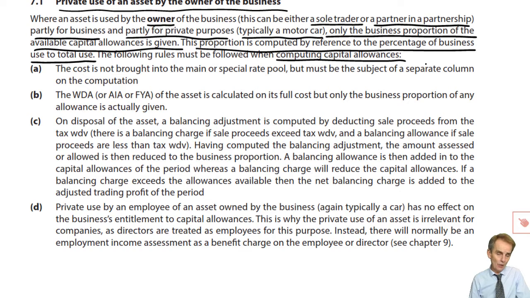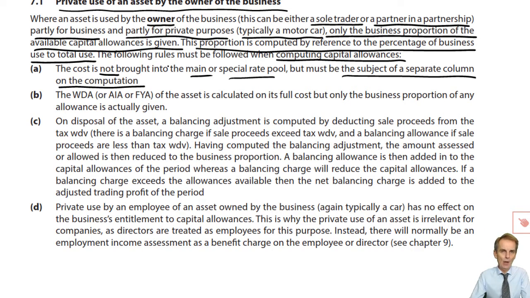The cost is not brought in to the main or special rate pool, but is the subject of a separate column. Now again, you can head that column up either as private use asset or state what percentage business use it is. It'll be something less than 100%, 60% business use, 80% business use, whatever that might be. So we set up a separate column for it.